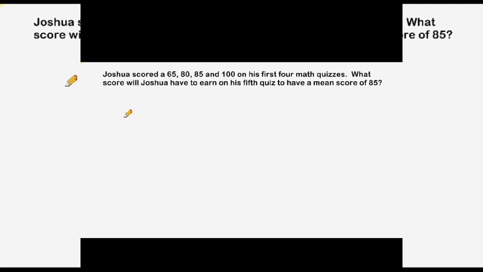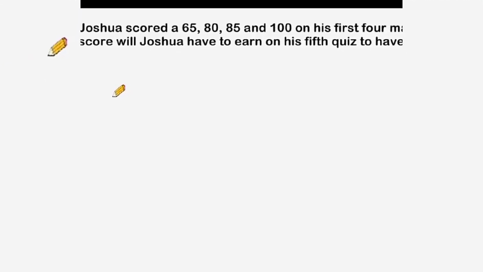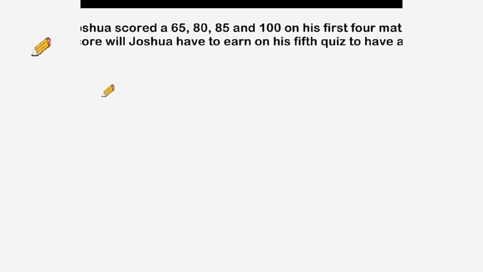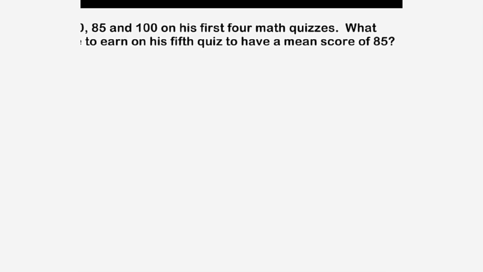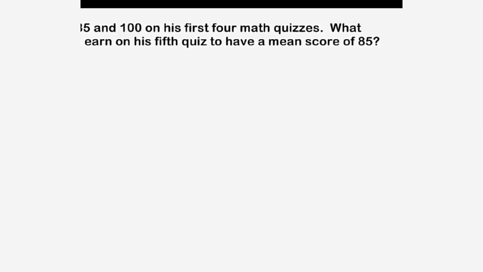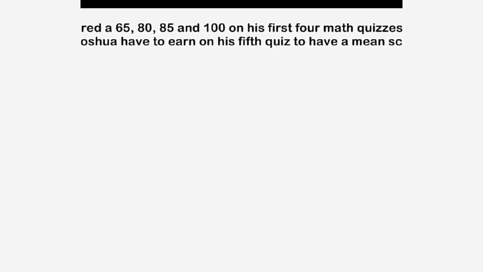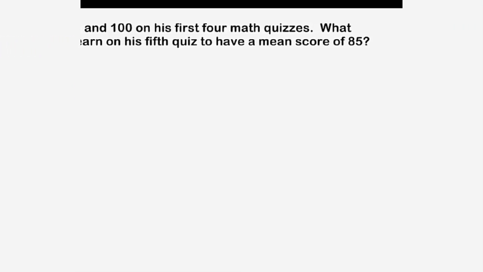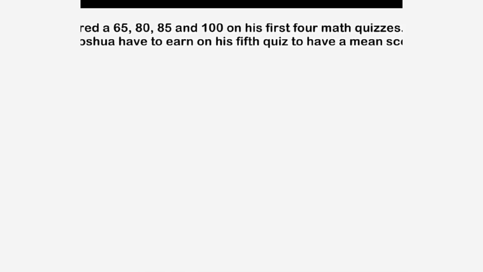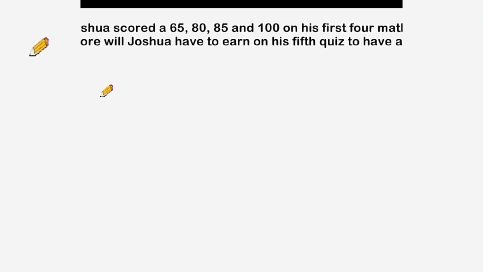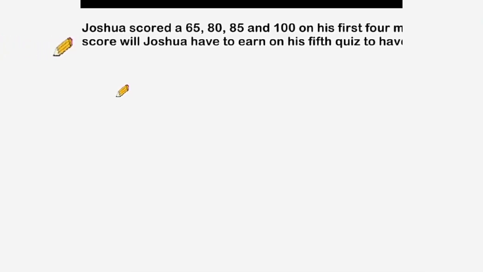Here's another word problem for you. This word problem tells us about a student, Joshua. Joshua scored 65, 80, 85 and 100 on his first 4 math quizzes. What score will Joshua have to earn on his fifth quiz to have a mean score, or an average score, of 85? So, the question is giving us information, and that is that the student Joshua has attempted 5 quizzes.